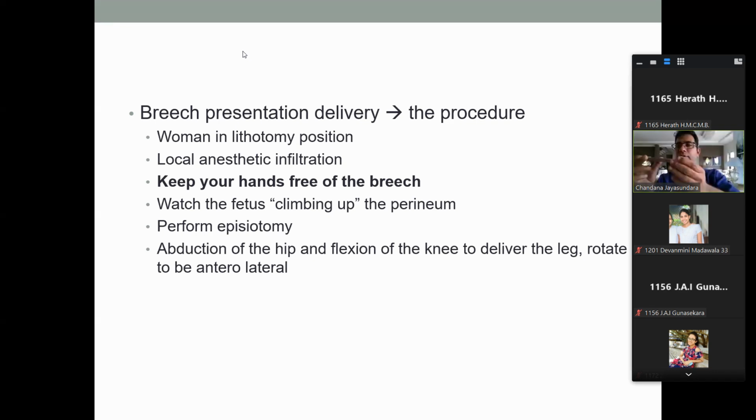I will take this phone. If the baby is coming out like that towards me, just from below there will be legs. You just click the legs out. That's what you call delivery of the legs. Now delivery of the legs is not that difficult.